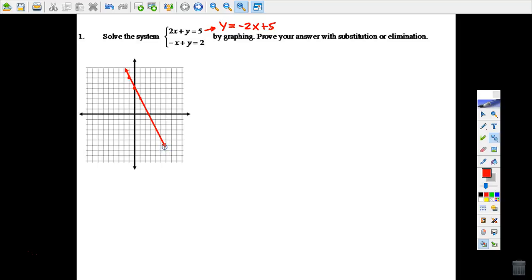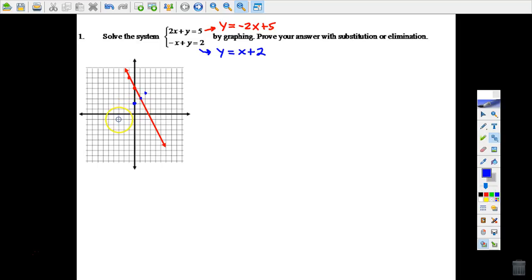Okay, the other line equation, we need to solve it for y, or in other words, get it in slope-intercept form. We'll do this one in blue. For this one, we're going to need to add x to both sides, so we're going to get y equals x plus 2. So this has a y-intercept of 2 with a slope of positive 1. So we would do up 1, right 1, and up 1, right 1 again. And we'll draw this one with a blue line.